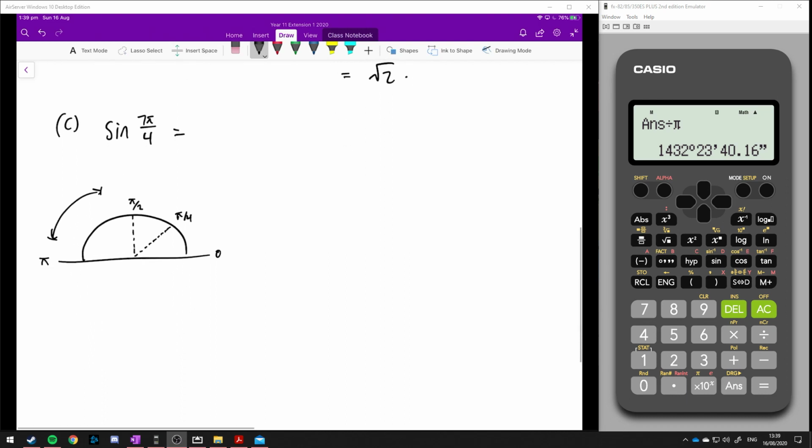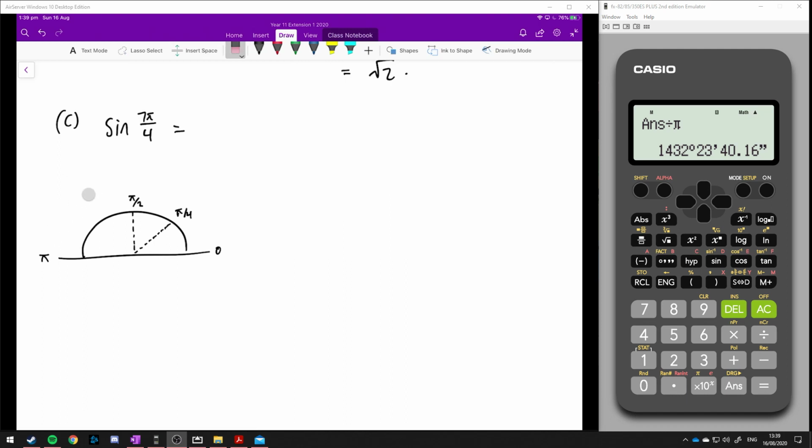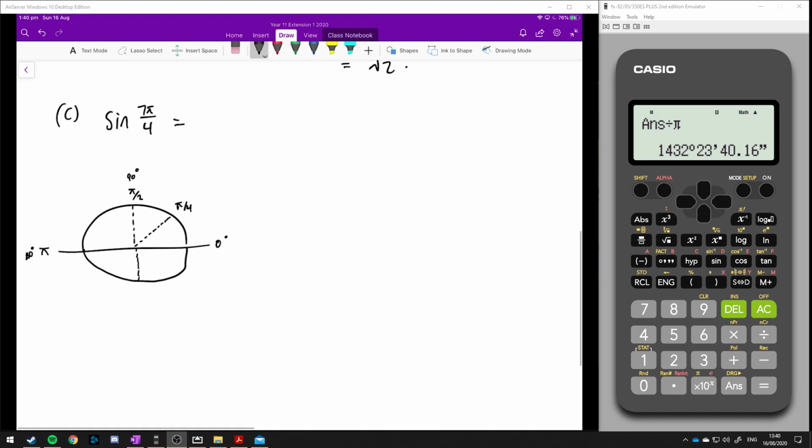Oh, sorry, I tell a lie. It's not over in that section, 7 pi on 4, because it's bigger than pi, because 4 pi on 4 is pi. So if we keep going around, down here, we haven't really talked about the exact values too much. This is our 0 degrees, or 0. This is our 90 degrees here. Our 180 degrees over this side, so pi over here is 180 degrees. And down here is 270 degrees, which is 3 pi on 2.